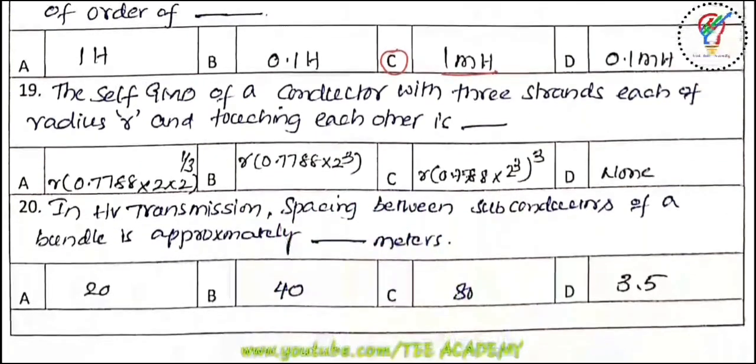Next one, the self GMD, or we can also call it GMR, of a conductor with 3 strands each of radius r and touching each other. That means there are 3 strands touching each other, so the configuration is like this. Now what is the GMR value? GMR is r, the radius of each conductor, into 0.7788 into 2 into 2, to the power of 1 by 3. Okay, so this is the right answer. This type of question is especially asked in PSU exams.